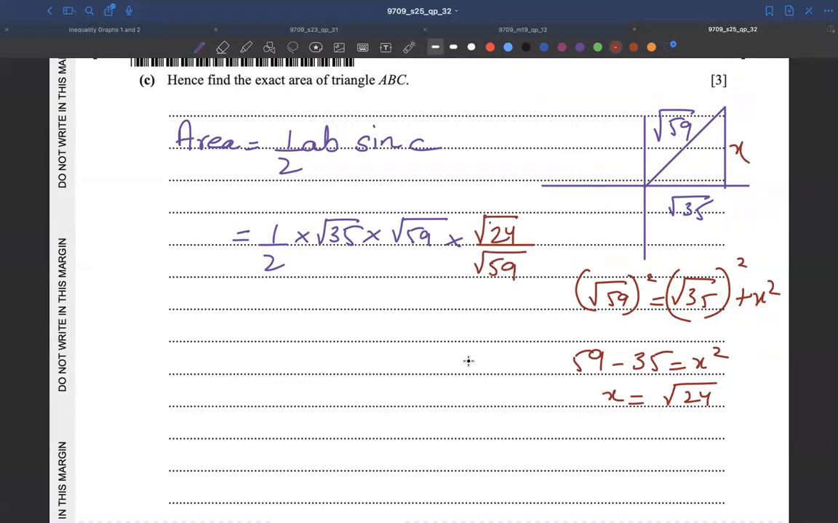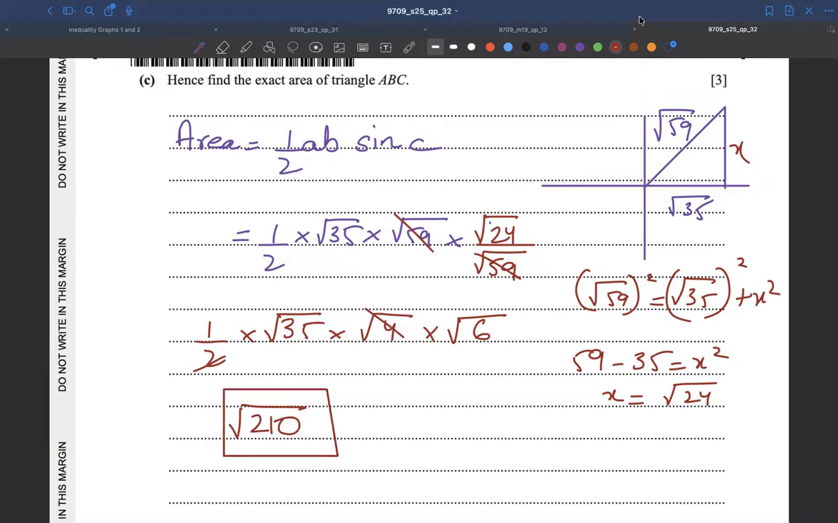Root 59 and root 59 should cancel out, and 35 times 24. So we can write it as 4 times 6 as well. So let's say we write half into root 35 into root 4 into root 6. So root 4 will be 2, 2 upon 2 will cancel. 35 times 6 will be 210. So the final answer will be root of 210. And that's it.